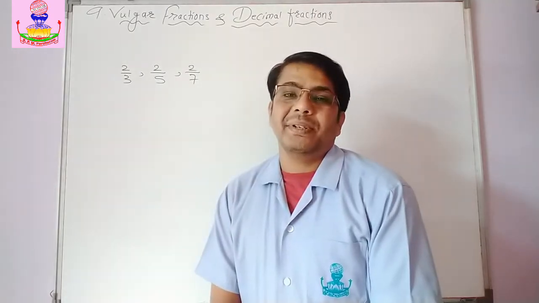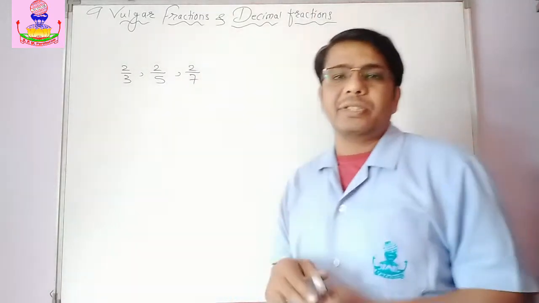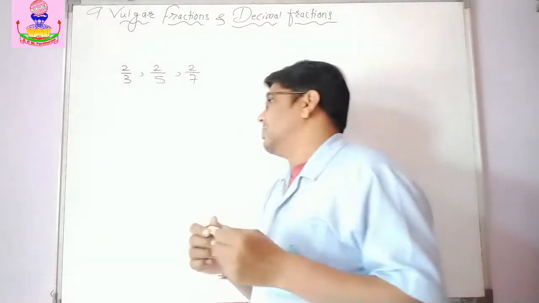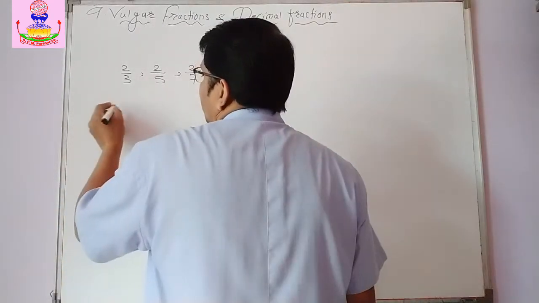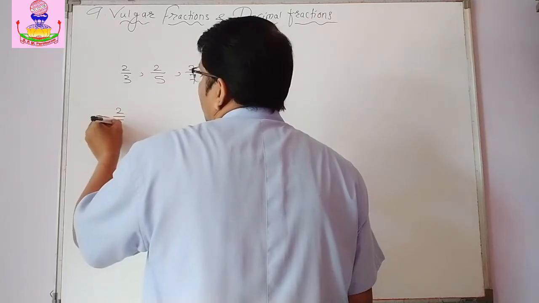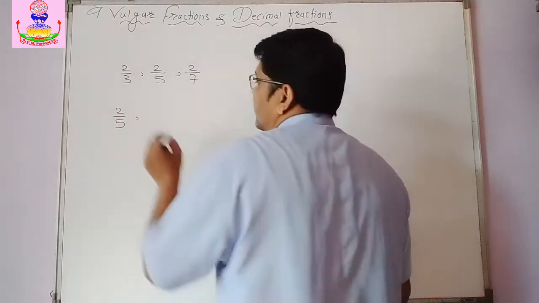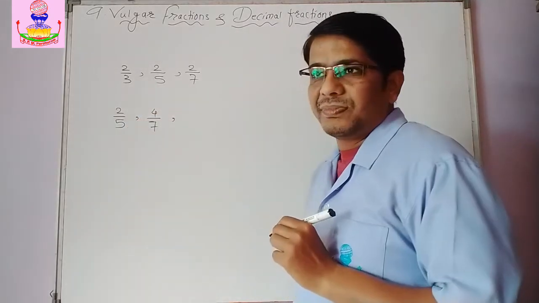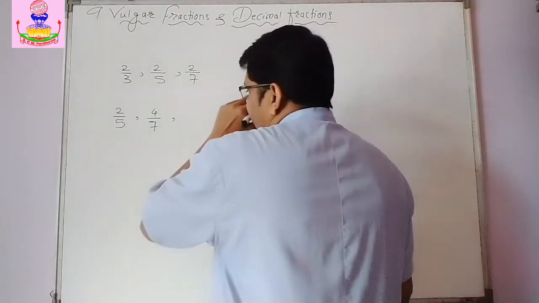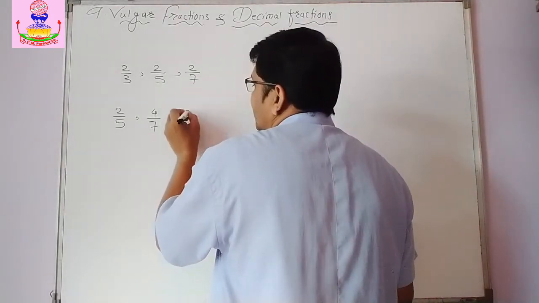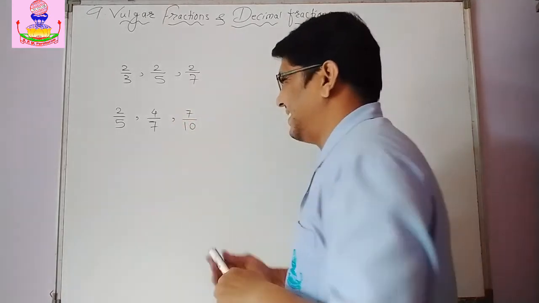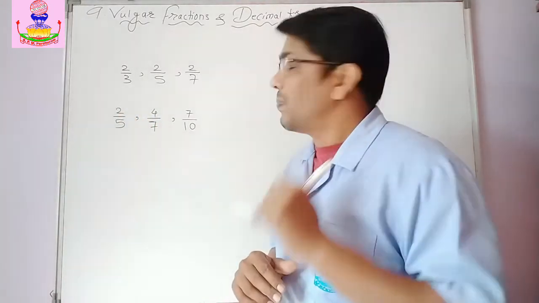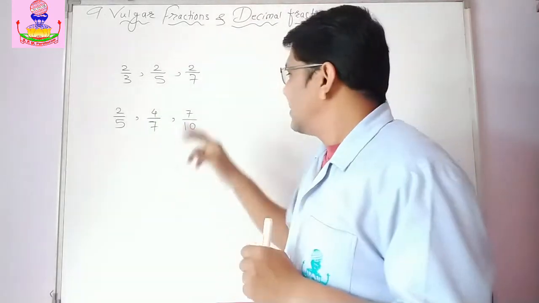Then one more type. Suppose there is a common difference between the numerator and the denominator, and the numerator is smaller than the denominator. For example, 2 upon 5, 4 upon 7, 7 upon 10. See what is the difference? 2 plus 3, 5. So the difference is 3. Then 4 plus 3, 7. Difference is 3. 7 plus 3, 10.